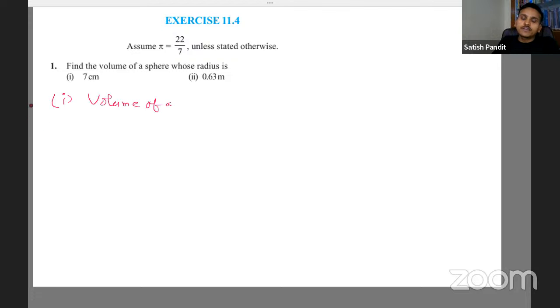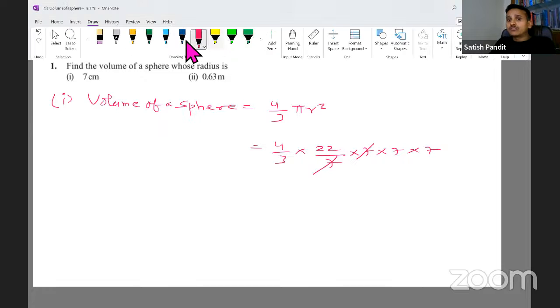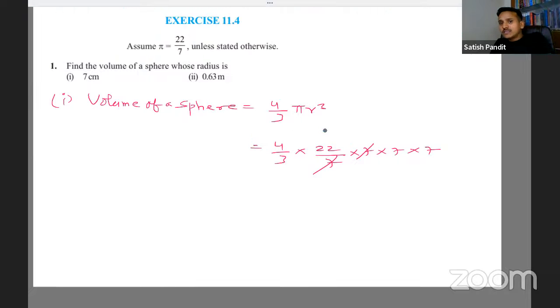Volume of a sphere is 4 by 3 pi r cube. So 4 by 3 into pi is 22 by 7. And r cube is 7 into 7 into 7. Okay. Now look, this 7 gets cancelled. Now we just have to multiply because no more cancellation is possible. If you multiply these two numbers, you'll get 88. And if you multiply these two numbers, you get 49.